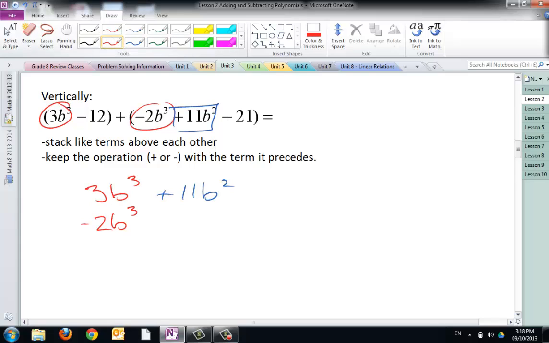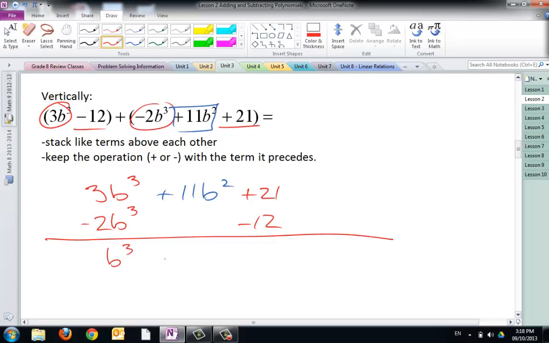And then for the constants, I go plus 21 minus 12. I'm stacking the like terms again. I do a nice big long line, and I go 3b cubed minus 2b cubed is b cubed. 11b squared plus nothing is just 11b squared, and 21 minus 12 is 9. So I get the same answer. I'm just doing it in this vertical method.